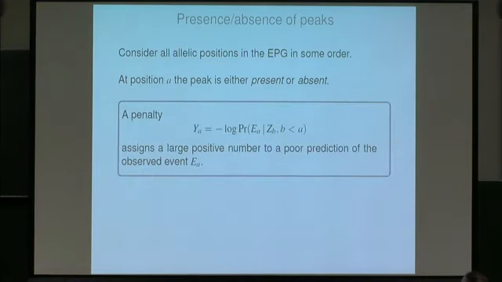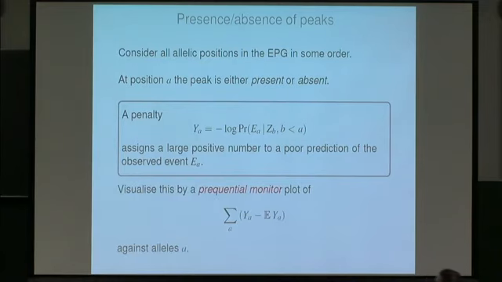And I introduce a penalty. I say, well, if what I actually saw was really unlikely according to my model, then I give it a huge positive penalty. And if what I saw was really very likely, I give almost no penalty. Of course, I also expect to be wrong sometimes, so there's an expected penalty. So I look at the difference between the penalty and what I expected, and we plot this in a frequentist monitor.